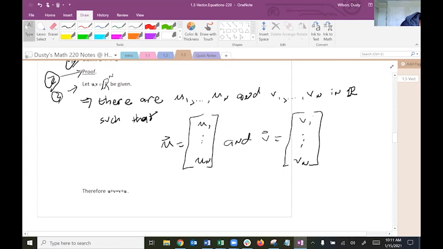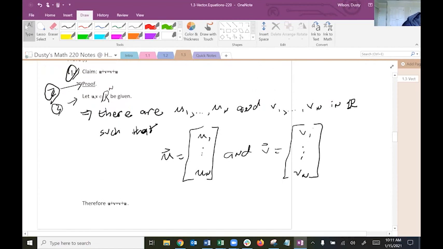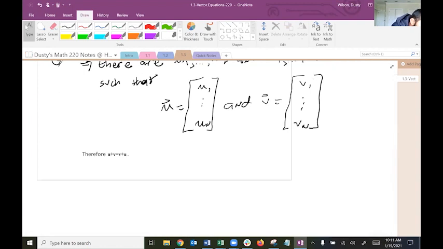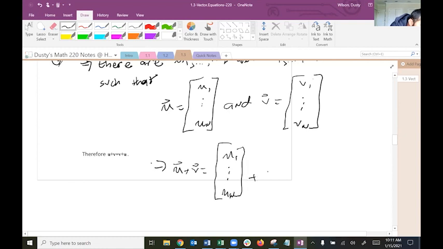Remember, what we're looking at is, our claim is that u plus v equals v plus u, and we're going to treat this sort of like we did with trig identities. And so we're going to start on the left side and try to get to the right side. So this tells us that u plus v equals u1 to un plus v1 to vn.